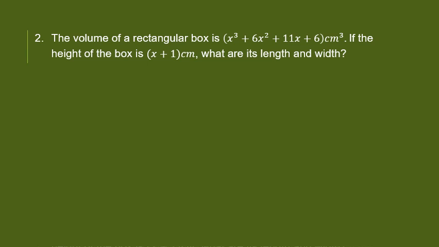Another example: the volume of a rectangular box is x cubed plus 6x squared plus 11x plus 6 centimeter cubed. If the height of the box is x plus 1 centimeter, what are its length and width? Now, as you can see, the given here is not a direct factor. We cannot apply another factor for this one. What kind of factor do we need to apply here?